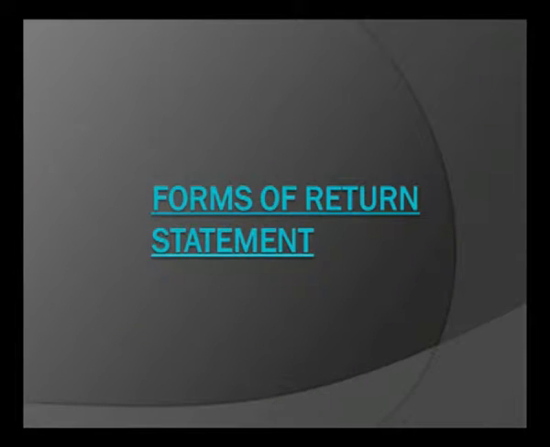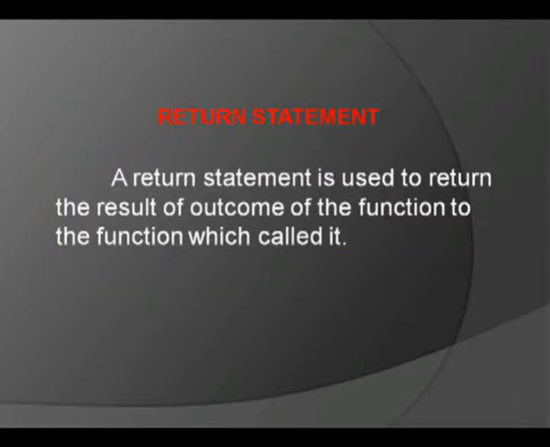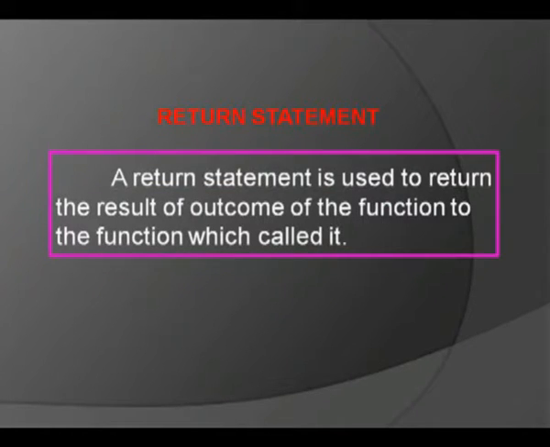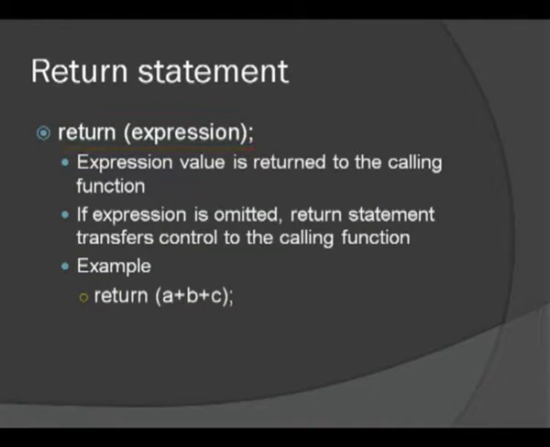The forms of return statement. A return statement is used to return the result, or the outcome, of a function to the function which called it. This return statement can be expressed in several ways and it can return several different types of values. The most common type is return, and within parentheses, expression. The value which is obtained as a result of evaluating that expression is returned to the calling function.